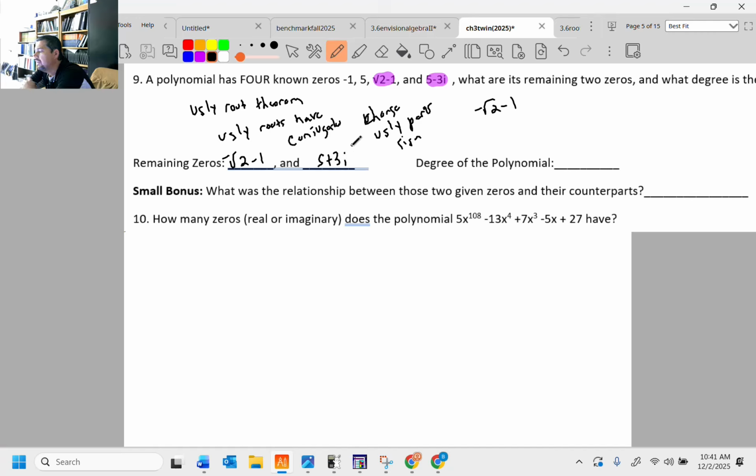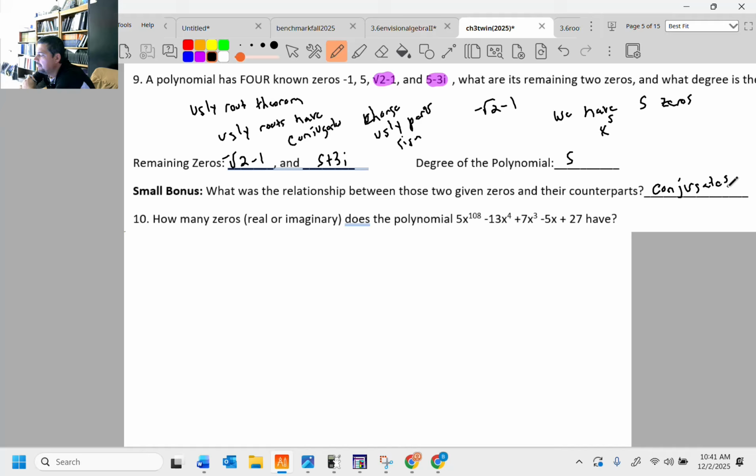Now, what is the degree of the polynomial? So we have 1, 2, 3, 4, 5 zeros, which means it's x to the 5th. It's a 5th degree polynomial. All right, small bonus. What was the relationship between those two given zeros and their counterparts? Well, I already used the word. They were conjugates.